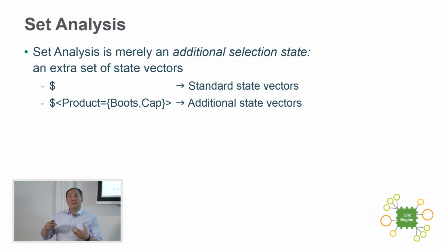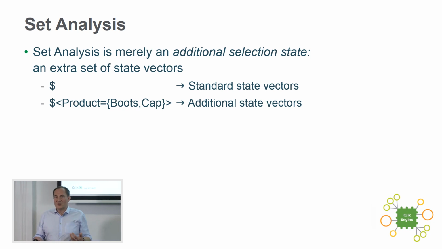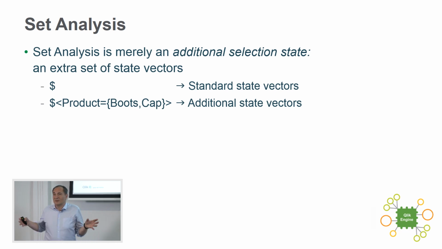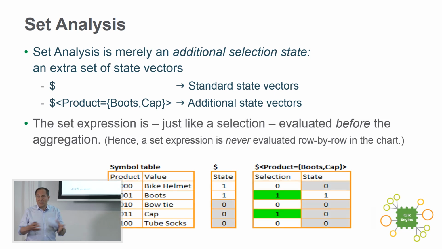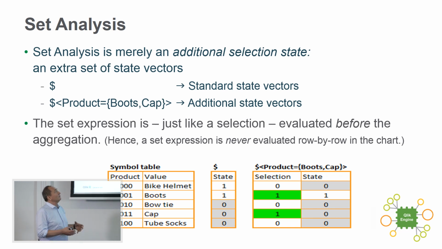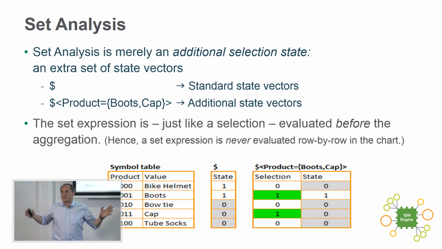Okay, I said that each user has one set of state vectors. But you also know that you can have alternate states in both QlikView and Qlik Sense now, which means that I, as a user, can have several sets of state vectors. And it's even worse than that. Each set expression is a set of state vectors also. So I suddenly have a bunch of state vectors, and depending on how I write my formula, the Qlik engine will know which state vector to use.